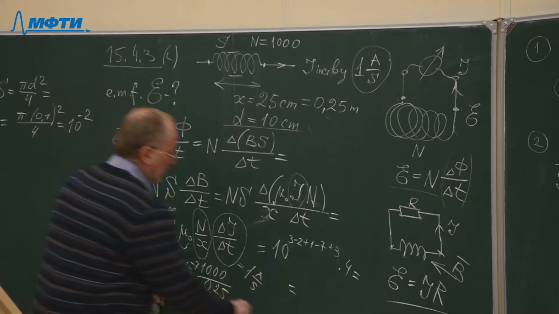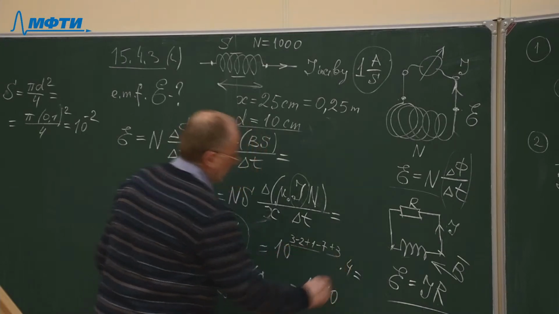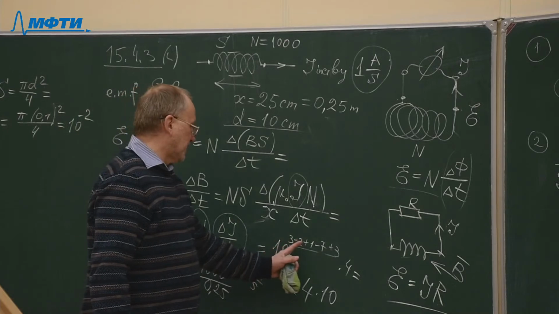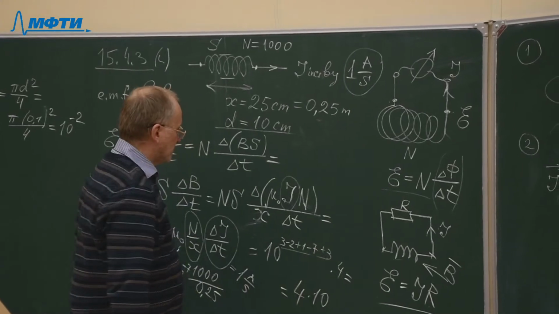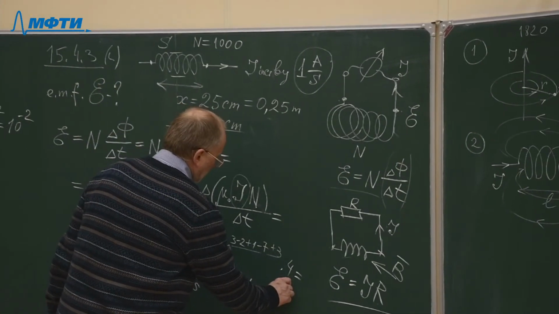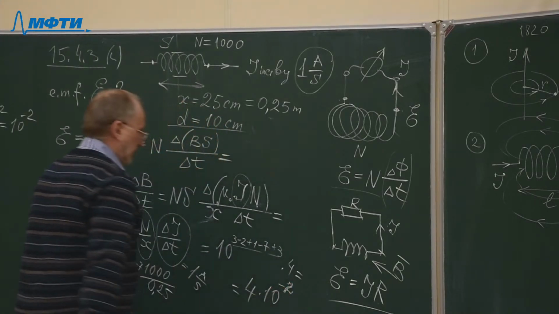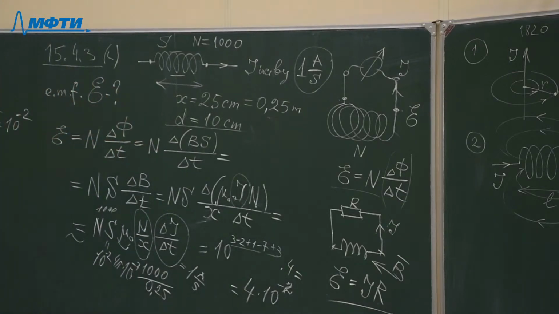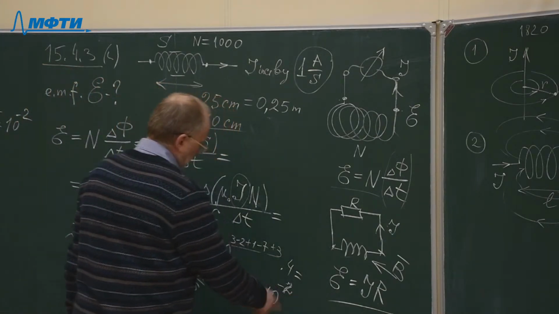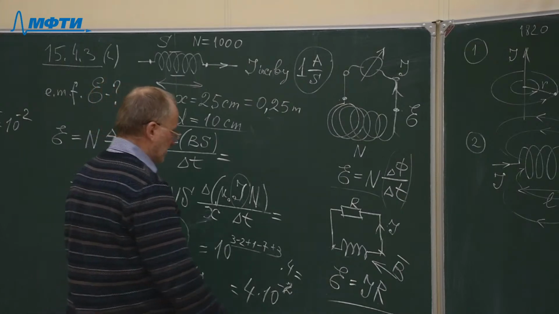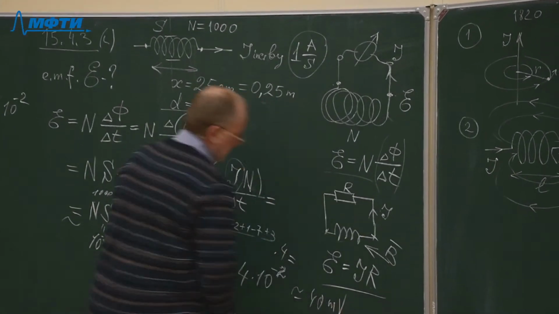And what do we have as a result? 4 times 10 to what power? We have to calculate the power of 10. 3 minus 2 plus 1 is 2 plus 3 is 5 minus 7 is minus 2. So it looks like something like 40 millivolts. If we take 1000, this is 1 millivolt, and this is about 40 millivolts, something like that.